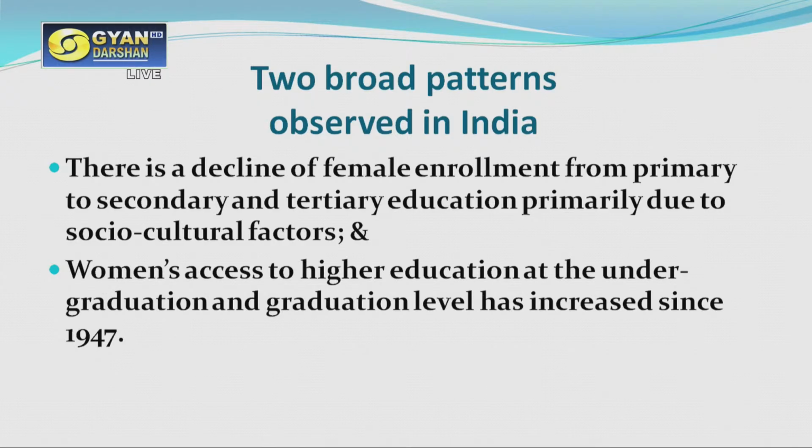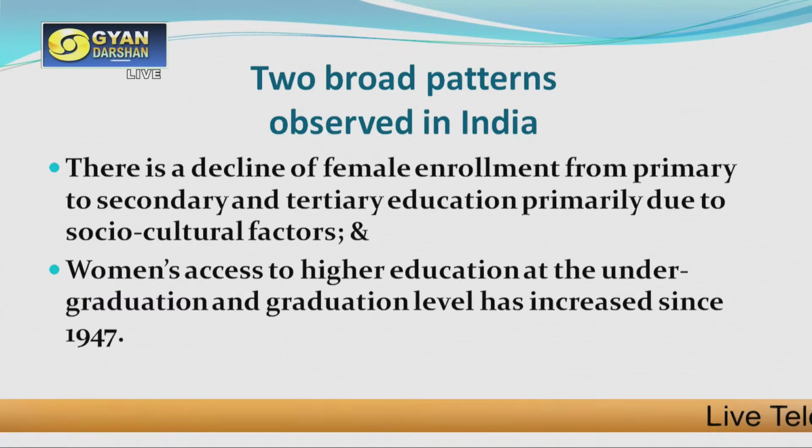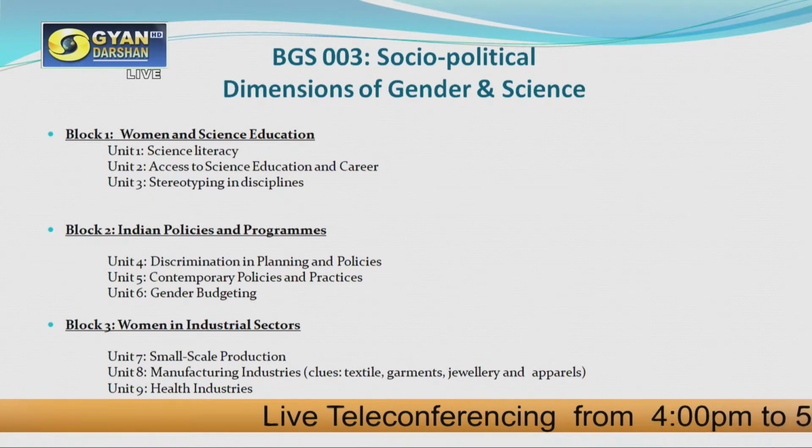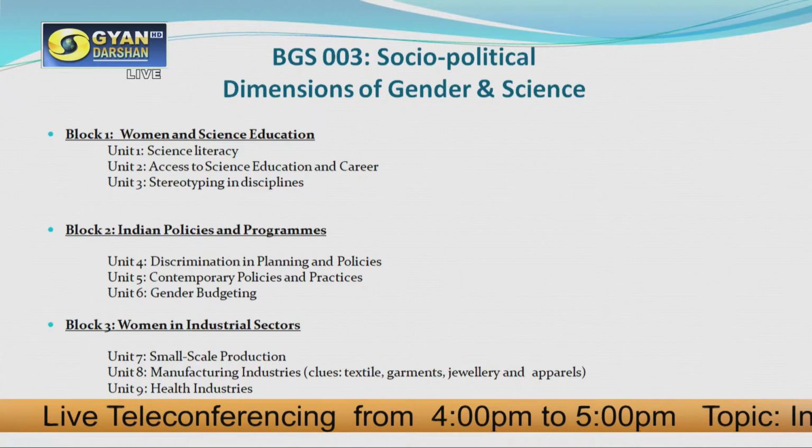That is, there is a decline of female enrollment from primary to secondary and tertiary education. And what are the socio-cultural factors, which we are going to discuss further, which our two courses are going to focus on. The second trend was that women's access to higher education at the undergraduate and graduate level has increased since 1947. So you could see that there is a positive trend. At the same time, there is a gender gap or gender difference that exists across disciplines.